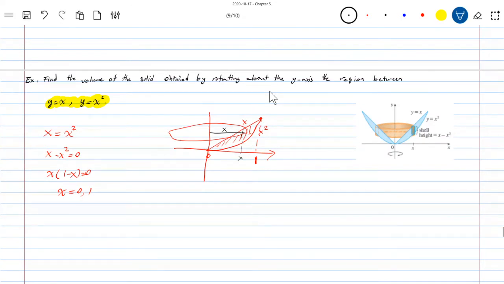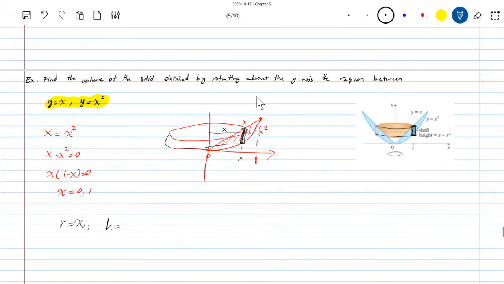But the height is different now, because of the height of the cylinder that creates the rotation. If you look at the picture, the height is basically created by the two functions, not only the top function. So it is the top function minus the bottom function. This is the height of the cylinder. So I know the radius is still x, but the height would be the difference of the two functions.